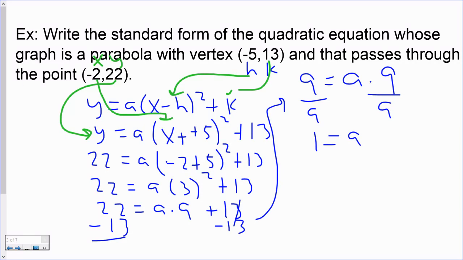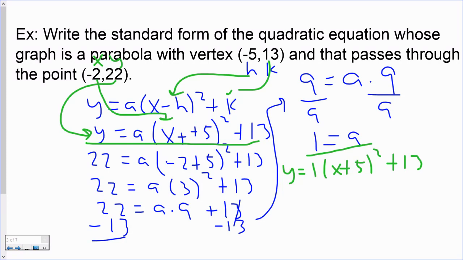So like we did before, we're going to use this equation here and the fact that a is going to equal 1. So when I type that in, y equals 1, and then it'll be x plus 5 squared plus 13. Or, since that 1 is there, if I have an x we don't always write that 1. So we can either write it like that, or I can write it and just assume that we know that 1's there. So either one of those are acceptable.